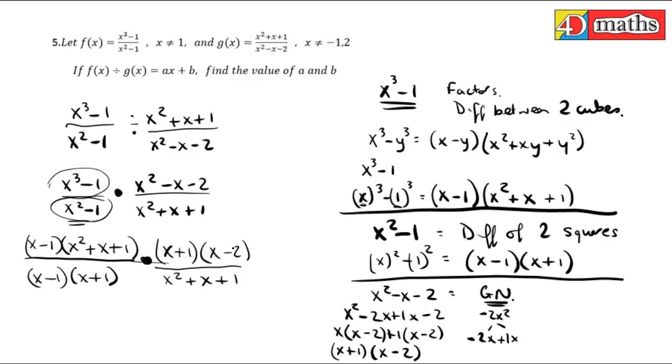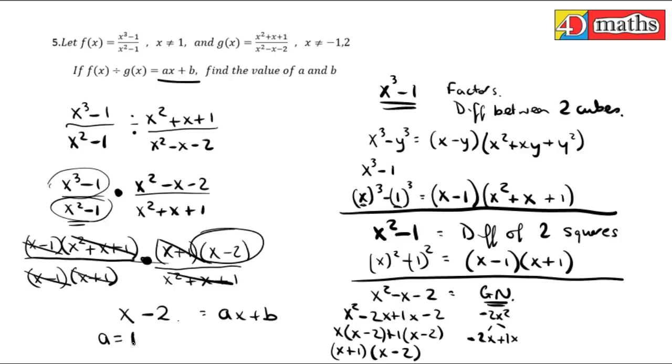Now these are all multiplied together, okay? The top is multiplied by the top, the bottom is multiplied by the bottom. Therefore we can cancel things top and bottom. That'll cancel with that. That'll cancel with this. This will cancel with this. So the actual answer is x minus 2. It simplifies down, and that's equal to ax plus b. So a must be equal to 1, and b must be equal to minus 2. So there are my two answers.